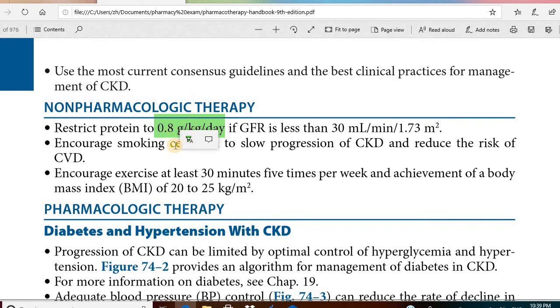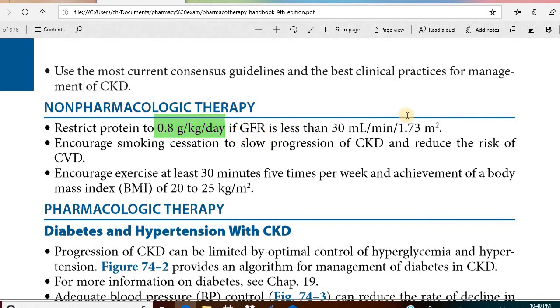It's according to your weight. You have to give 0.8 gram per kg per day. It means if the person has, just to say, 50 kg weight, then you have to give 0.8 multiplied by 50, and it's all about the whole day protein. So if GFR is less than 30 ml per minute, restrict protein to 0.8 gram per kg.